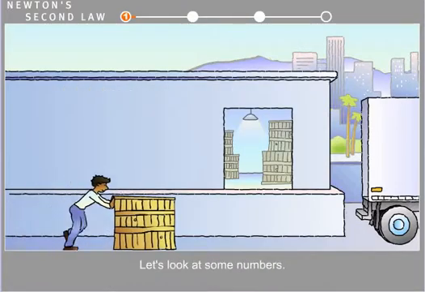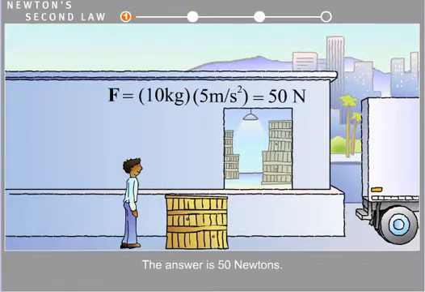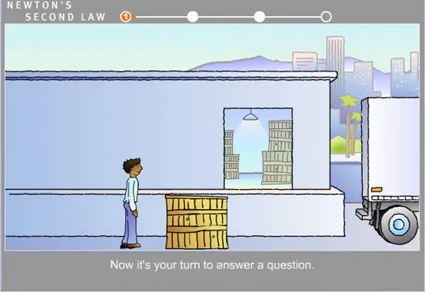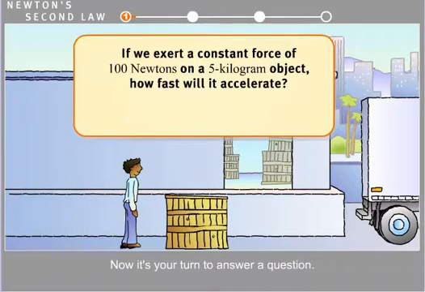Let's look at some numbers. According to Newton's second law, how much force is needed to accelerate an object of mass 10 kilograms at a rate of 5 meters per second squared? The answer is 50 newtons. Now it's your turn to answer a question. If we exert a constant force of 100 newtons on a 5 kilogram object, how fast will it accelerate?